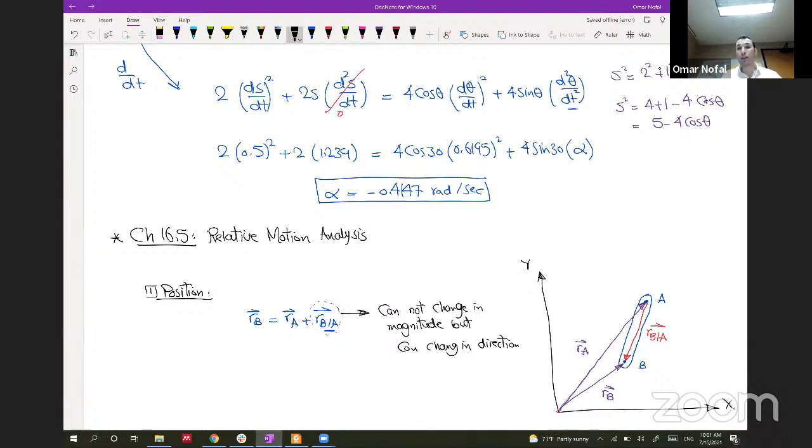But we can agree that this will not change in length, I mean in magnitude, because it's a rigid body. If it's changing in magnitude, then it is not a rigid body anymore, like if you have a rubber or something that is compressed or has any deformation. Then it is not a rigid body, and all our rules that we have been learning here will not be applicable.